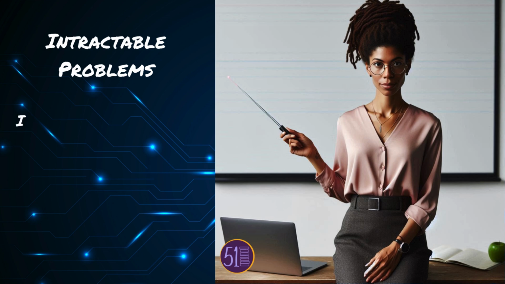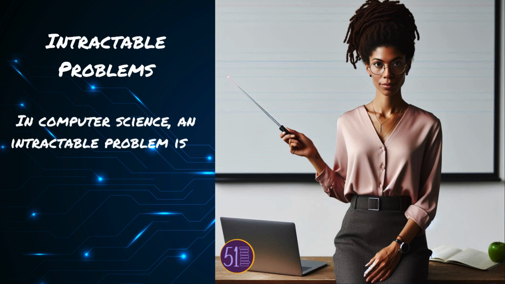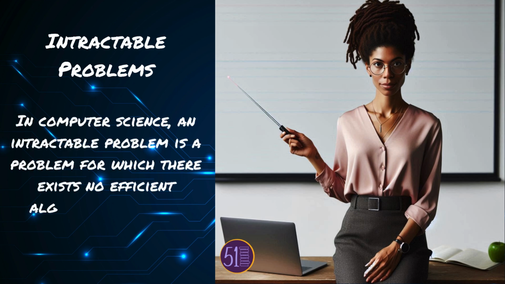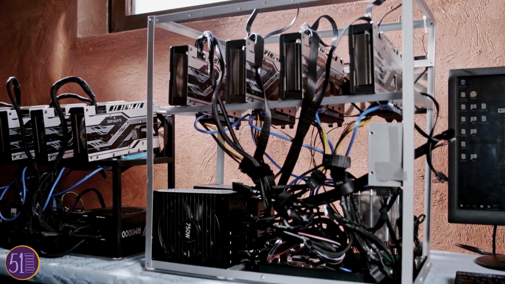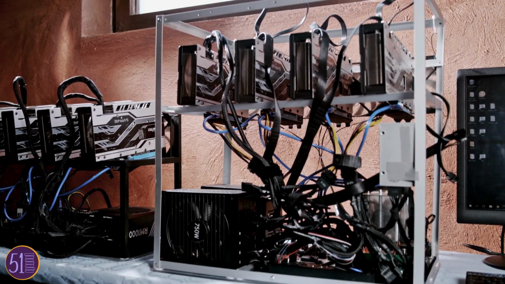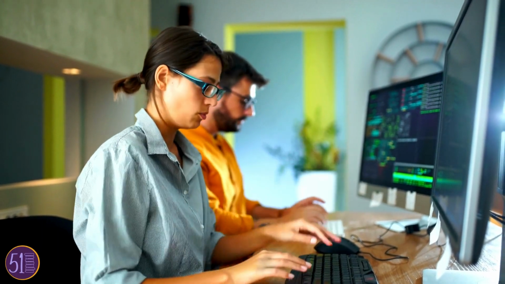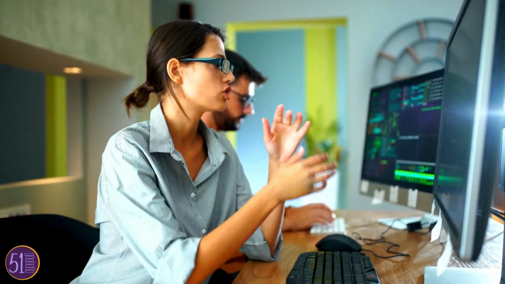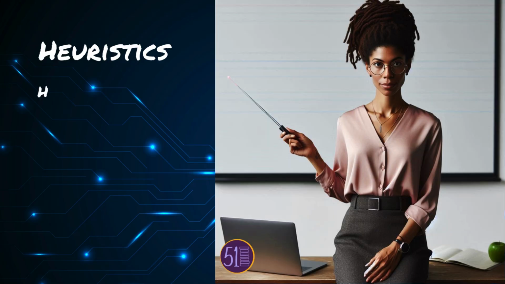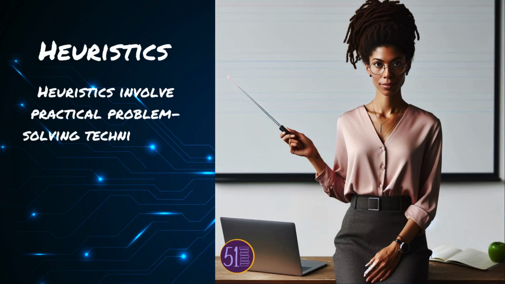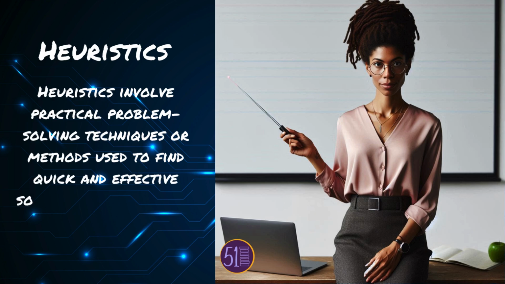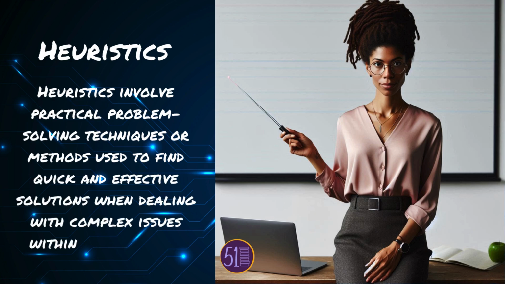In computer science, an intractable problem is one for which there exists no efficient algorithm to solve it. This means that no matter how powerful our computers become, certain problems remain beyond their reach. To address an intractable problem, computer scientists work on heuristic solutions. Heuristics involves using practical problem-solving techniques to arrive at the closest possible solution in a reasonable amount of time.